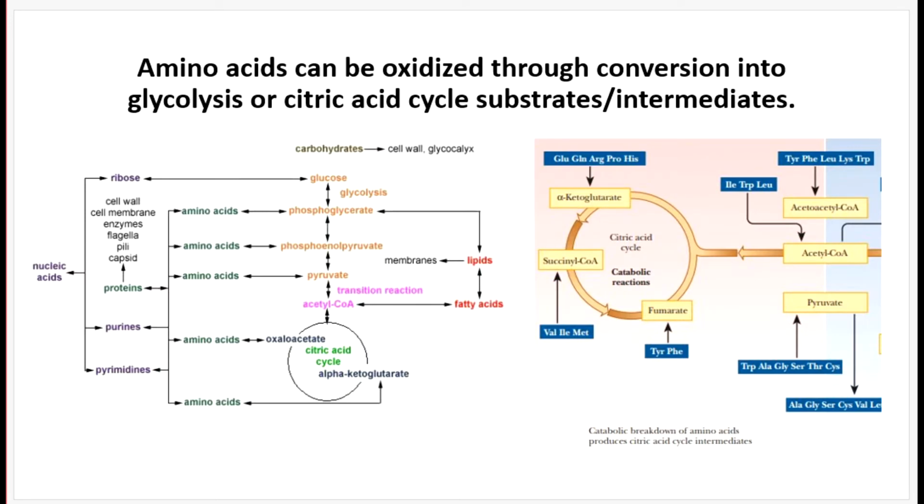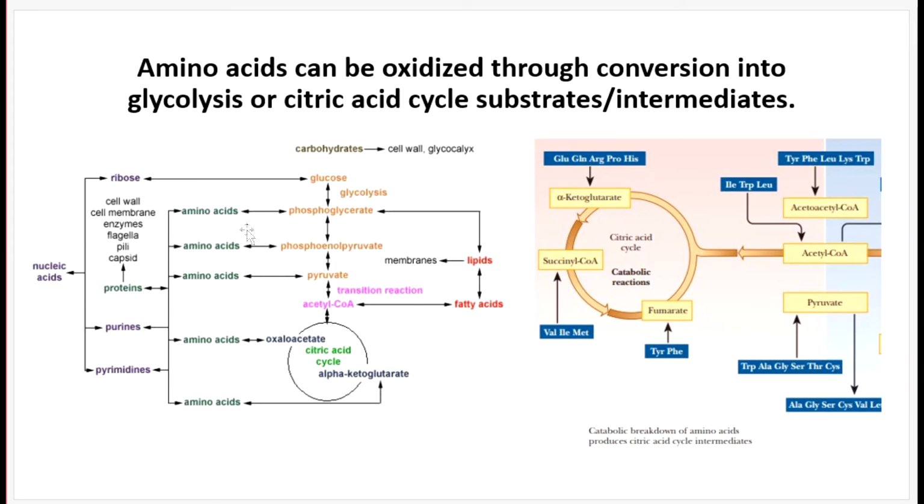Amino acids can be oxidized in many different ways, but they're typically converted into intermediates of the citric acid cycle, intermediates of glycolysis, or actual substrates of the citric acid cycle. This image was shown to you in the first video, 8-1, where I focused on how proteins are degraded and then used to build enzymes, cell walls, muscle tissue, and things like that.